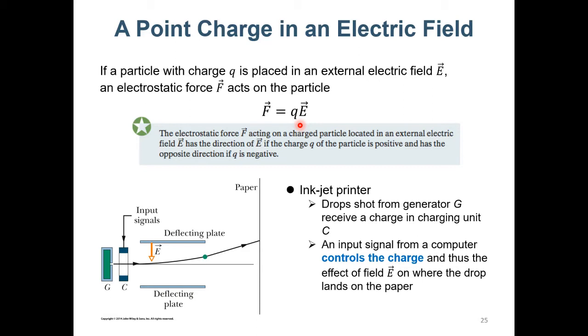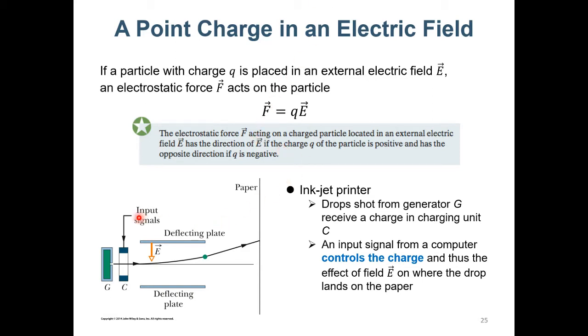So we just reverse this. The electrostatic force acting on a charged particle located in an external E field has the direction of E if the charge of the particle is positive, and has the opposite direction if Q is negative. So we should already know about it. The E field should match the positive charge. If it is a negative charge, the direction should be multiplied by -1, so it will be in the opposite direction.